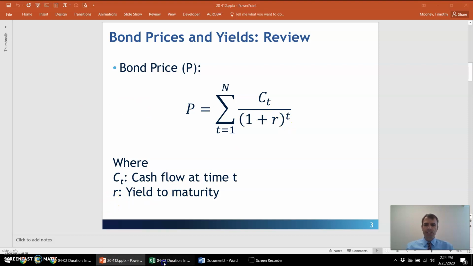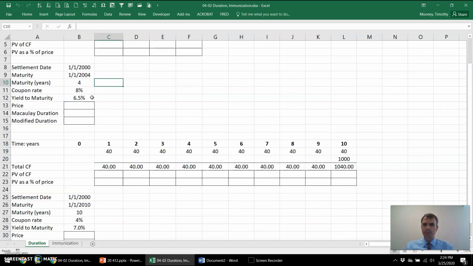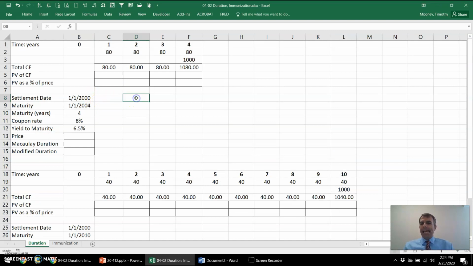Let's go over to the spreadsheet where we've got a nice little 4-year bond with an 8% coupon rate. Let's assume annual coupon payments for now. And you can see the cash flows associated with the bond. The bond is like an interest-only loan, right?